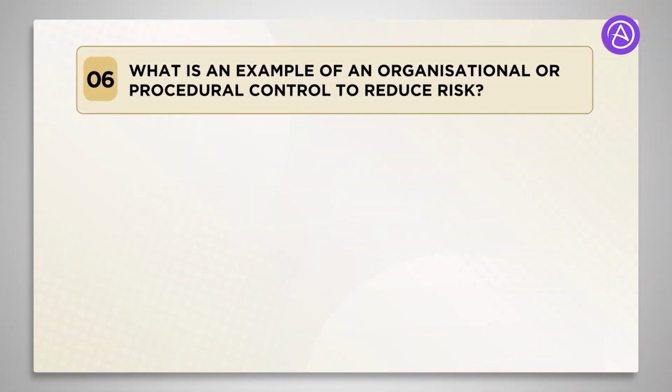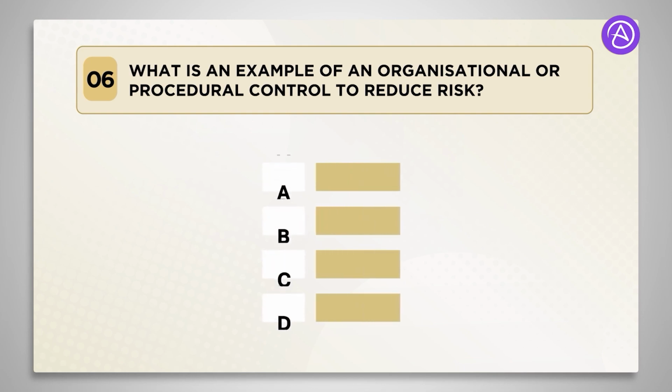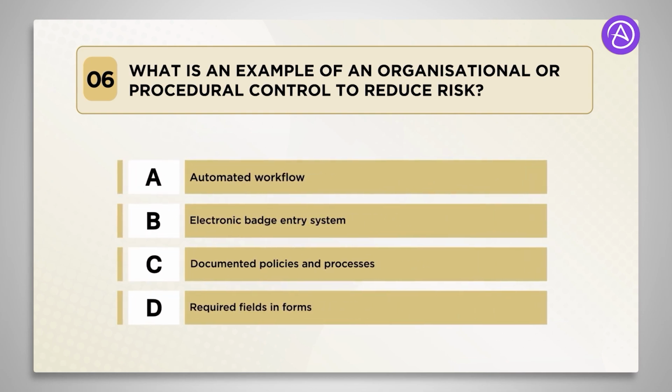Question: what is an example of an organisational or procedural control to reduce risk? Is it A, automated workflow? Is it B, electronic badge entry system? Is it C, documented policies and processes? Is it D, required fields in forms?